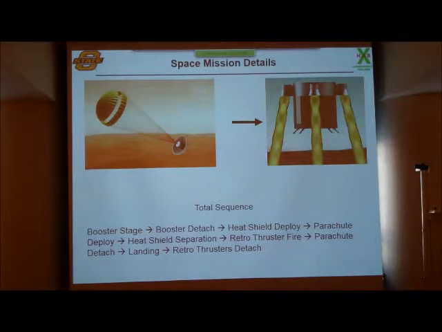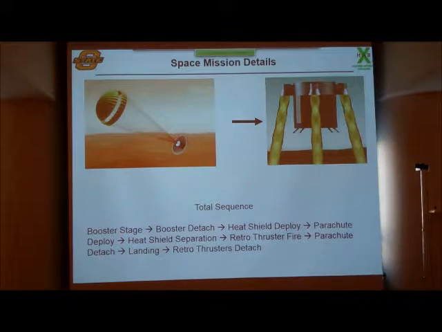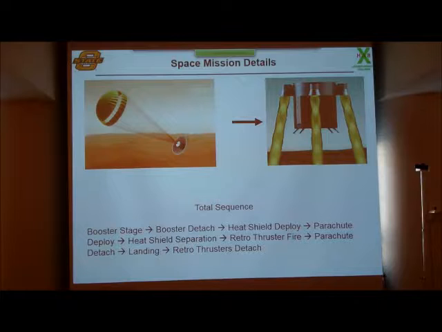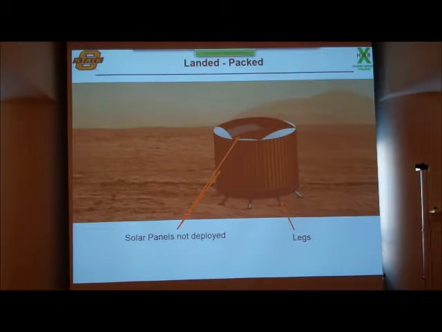Once the module drops below hypersonic speeds, parachutes will deploy. The deceleration for the final descent before landing will be supplied by the retro thrust module. This will also give slight control over final landing site. Once landed, the module will detach, similar to the sky crane used on Curiosity. Here is an image of the module just after landing before deployment.